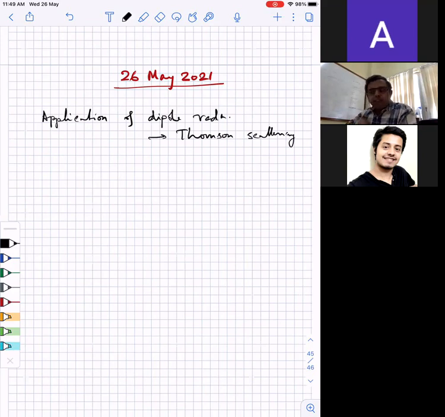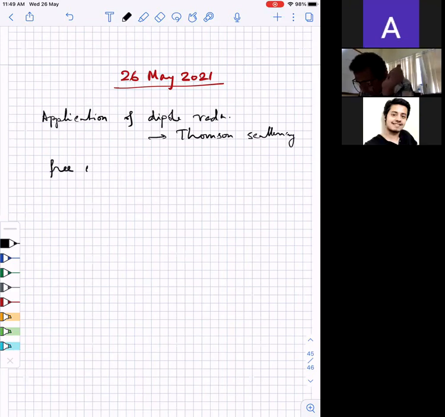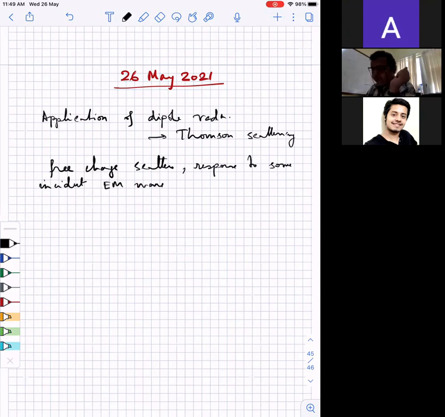So what is Thomson scattering? It is the response of a free charge to an incident electromagnetic wave. So how does a free charge scatter? It basically responds to some incident EM wave.